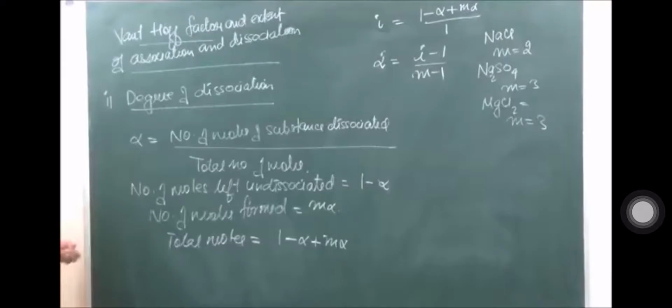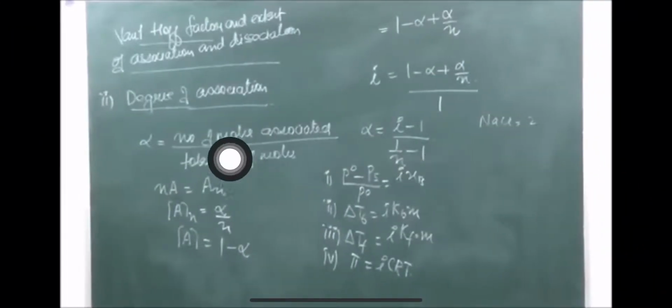In the same way, there will be a degree of association. So degree of association again will be what? The number of moles associated upon the total number of moles. So again, there were totally n particles, that is A, and it has associated. So A will be formed how many times? n times, right? So the concentration of A n times is equal to alpha by n.